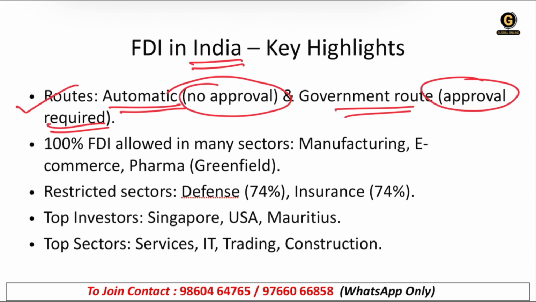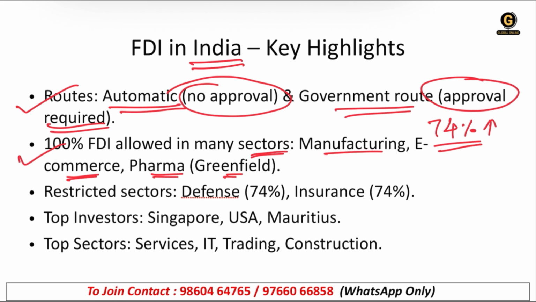If it is the government route, that means approval is necessary. FDI in the defense sector above 74% needs approval, right? Remember this. Above 74%, the approval is necessary. Secondly, 100% FDI is allowed in many sectors like manufacturing, as I said, e-commerce, pharma, right? That is greenfield only, right? Like manufacturing, e-commerce, greenfield, pharma, 100% FDI is allowed.